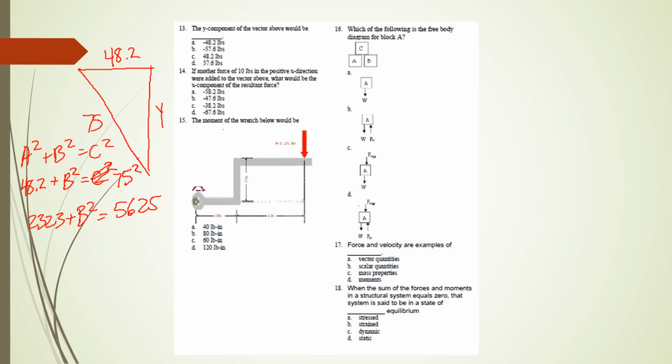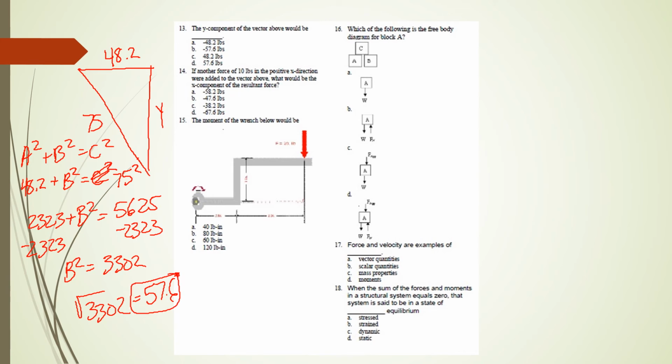5625. We got to get rid of the 2323, so get rid of it on this side, but you also have to be fair and take it away from this side. So now my b squared is going to be equal to 3302. Square root of 3302 is going to equal 57, and I guess right about 0.6 is what I'm getting. So 57.6.